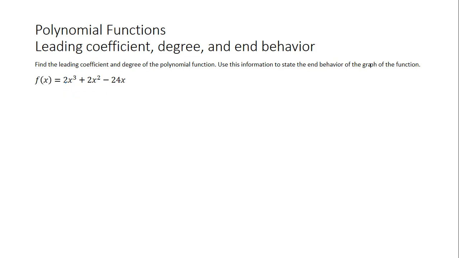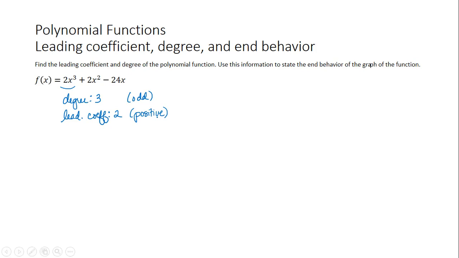So the first term, 2x cubed, is a term that has the largest exponent, and therefore that number on the exponent is the degree of the function. So the degree of this polynomial function is 3. The coefficient of that term is the leading coefficient, which in this case is 2. So we have an example of an odd degree polynomial function with a leading coefficient that is positive.